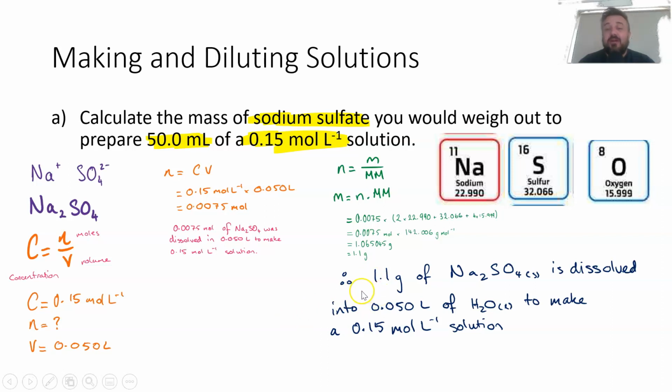Therefore, 1.1 gram of sodium sulfate is dissolved into 0.050 liters of water to make a 0.15 moles per liter solution. I like to always put in an answer statement. It removes all ambiguity. Like when they say show working in a question, this is your answer. This is your working out. Okay? So we want an answer statement.